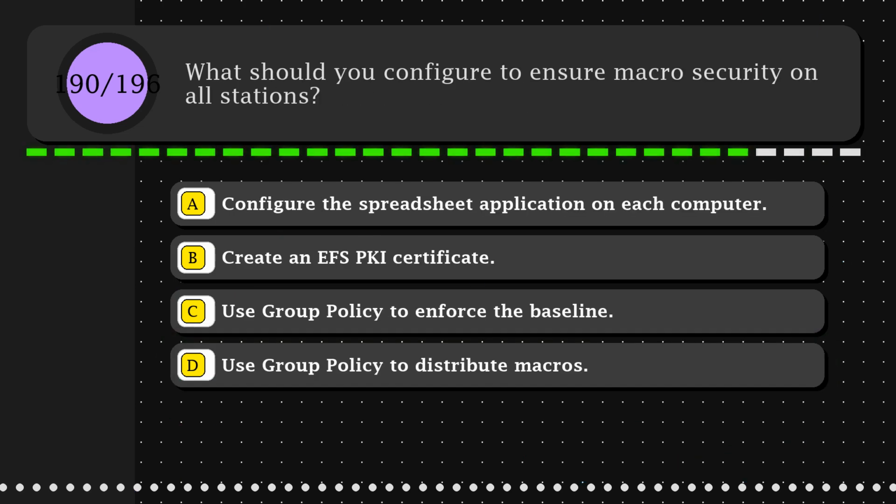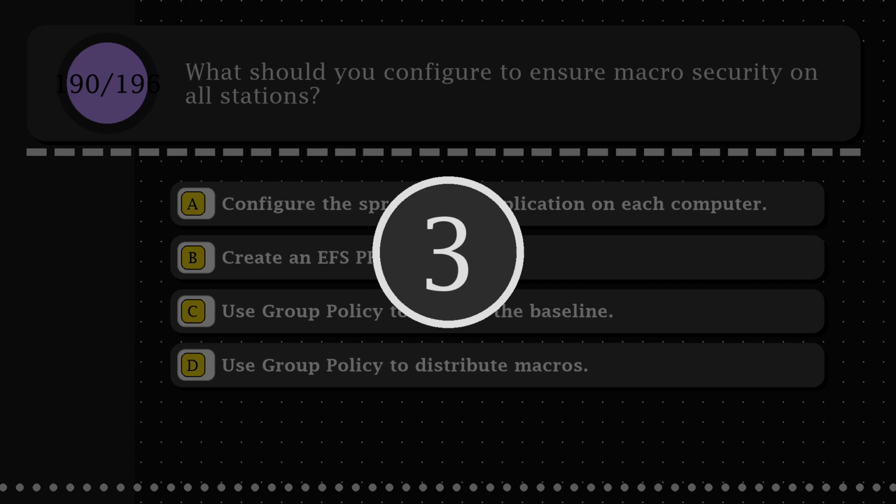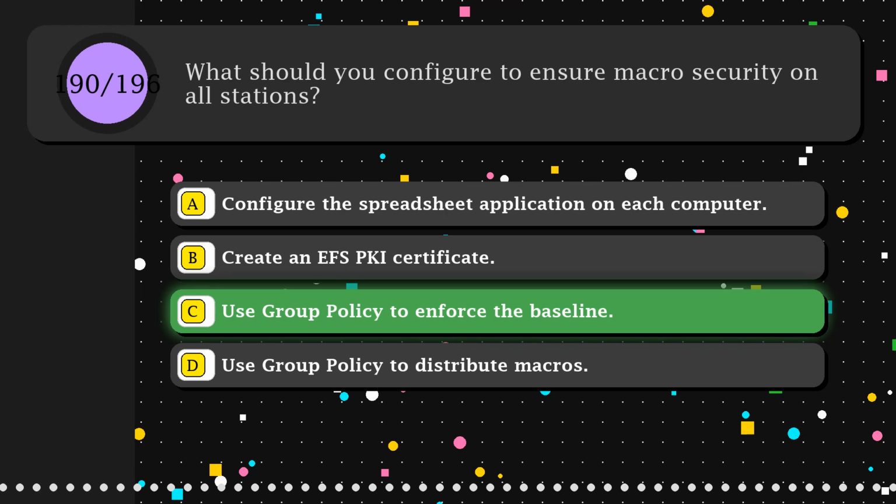Question 190. What should you configure to ensure macro security on all stations? Option A. Configure the spreadsheet application on each computer. Option B. Create an EFS PKI certificate. Option C. Use group policy to enforce the baseline. Option D. Use group policy to distribute macros. The correct answer is option C. Use group policy to enforce the baseline.